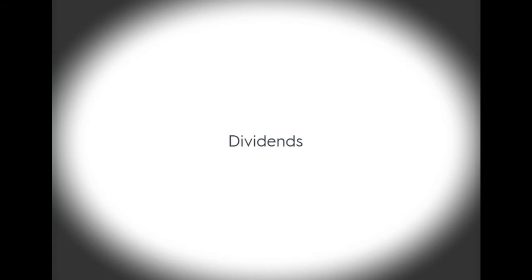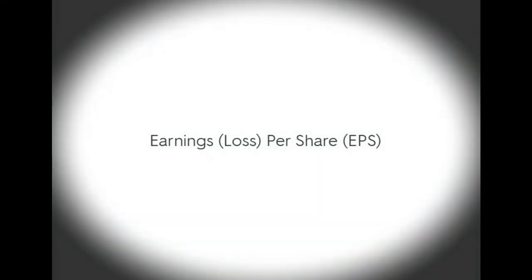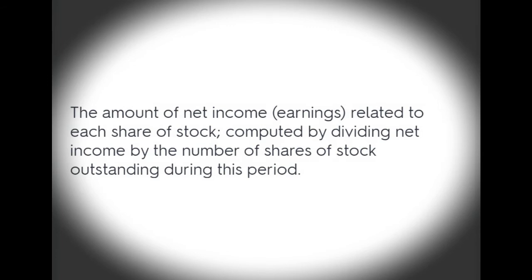Dividends. A sum of money distributed to the owners of a corporation. Earnings per share. The amount of net income related to each share of stock computed by dividing net income by the number of shares of stock outstanding during this period.